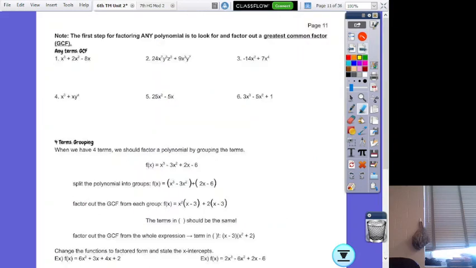So for today, we're going to start with our GCF. So now I actually am on page 11. I don't know why that got moved, but that's okay. So GCF of polynomials. You are looking for how many terms it has. So for instance, number 1, this has 3 terms to it.